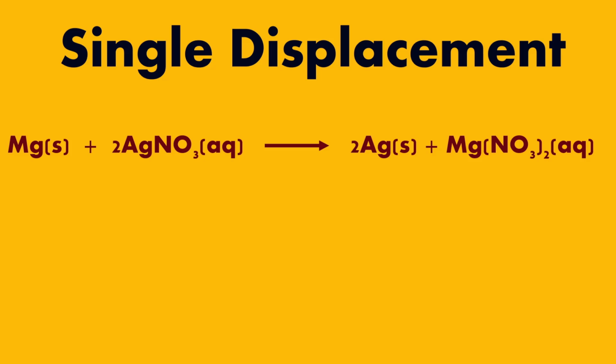On the reactant side, you've got magnesium as a solid, and then you've got a silver nitrate solution. And then on the product side, you've got silver as a solid and magnesium nitrate in the aqueous solution. So I've already balanced this to save a step. And let's take a look at the oxidation numbers to see what's happening here.